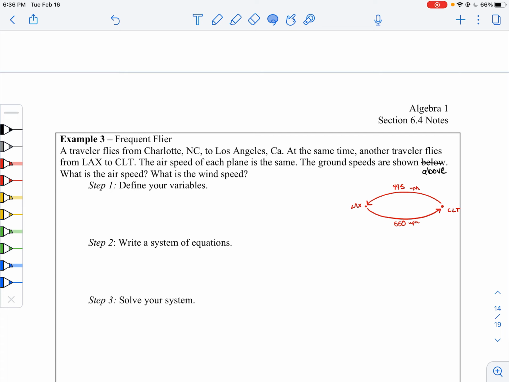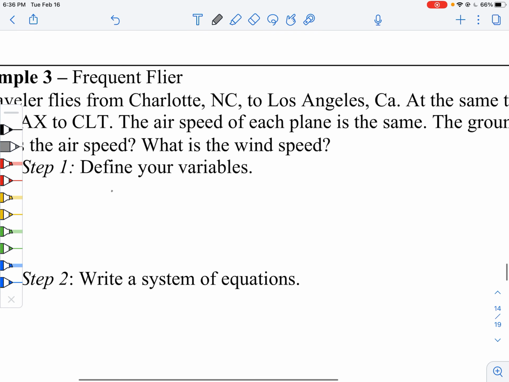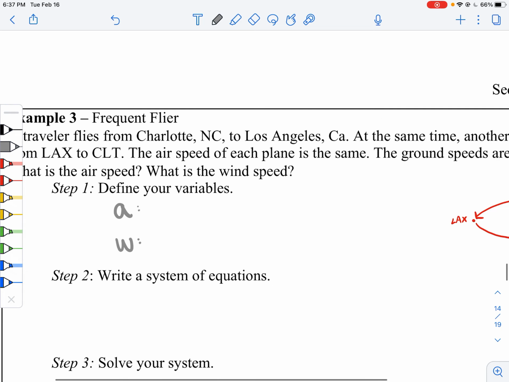Okay, so let's say you are flying from Charlotte, North Carolina to Los Angeles, California. At the same time, someone else is flying from LA to Charlotte. The airspeed of each plane is the same. The ground speed is shown. What is the airspeed? What's the wind speed? Well, we need to figure out what our airspeed and what our wind speed are.